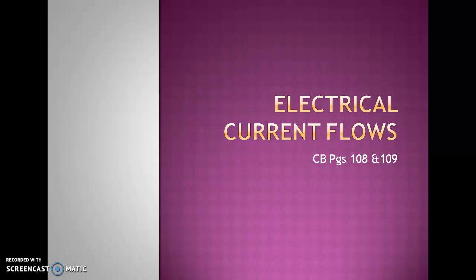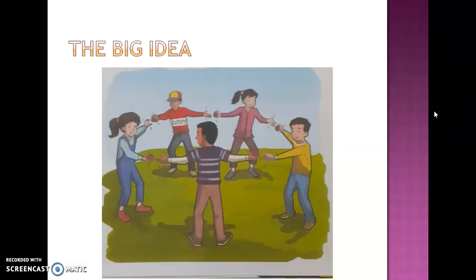Now, how does it flow? It flows around in a circuit. And we know that the energy is being given from the battery. Inside the battery, there are chemicals, and these chemicals react with each other and release some particles. The particles flow around the circuit, and when they flow around the circuit, it is going to transfer the electricity.